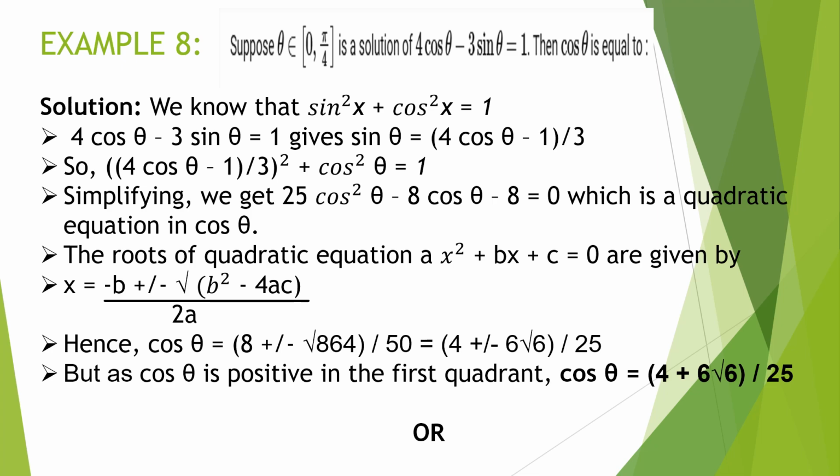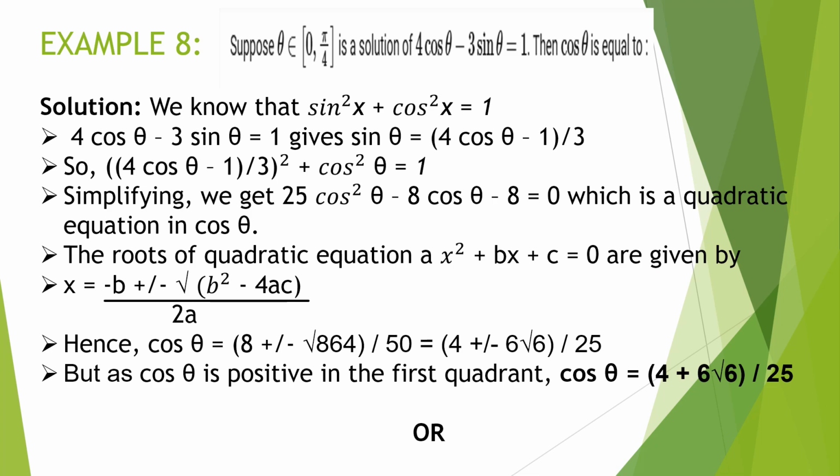So what is this? This is a quadratic equation, and we know ax square plus bx plus c is a quadratic equation, and its roots are given by minus b plus or minus root of b square minus 4ac upon 2a. So now this is a quadratic equation in the variable cos theta. So cos theta is equal to, putting the values over here, 8 plus or minus, when you simplify b square minus 4ac, you get 864, upon 2a, which is 50. On simplification we get 4 plus or minus 6 root 6 upon 25.